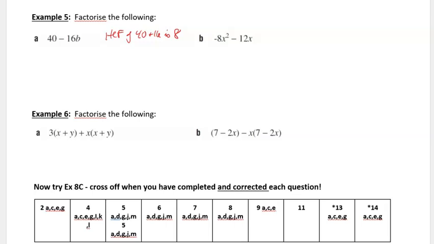So if the highest common factor there is 8, we put 8 on the outside, and inside the brackets, remember we're going to keep that sign in the middle, 8 times what will give us 40. So 8 times 5 would give us 40, and then 8 times what will give us negative 16b. It's 2, isn't it? So minus 2b, or times negative 2b, that's going to be our factorized version of 40 minus 16b.